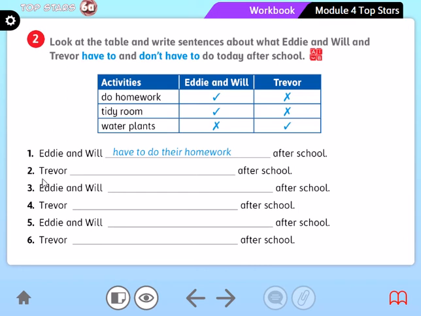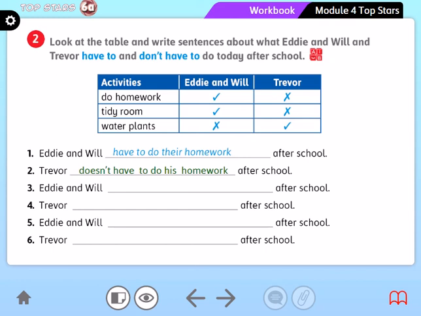So here let's look at the subject and then decide which one you will use. Have to or has to. Have to or don't have to. Yes, Trevor is the subject, singular, very good. And we have an X here, so we have to use doesn't. Doesn't have to do his homework. Doesn't, negative. So we have to decide whether we will use negative or affirmative.